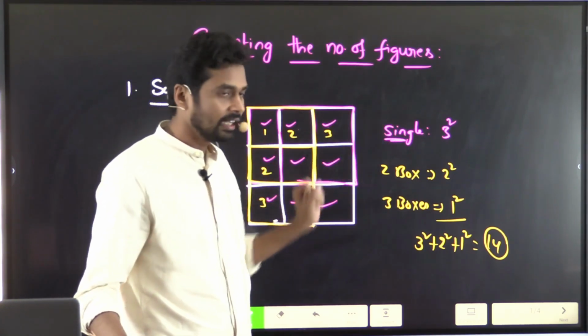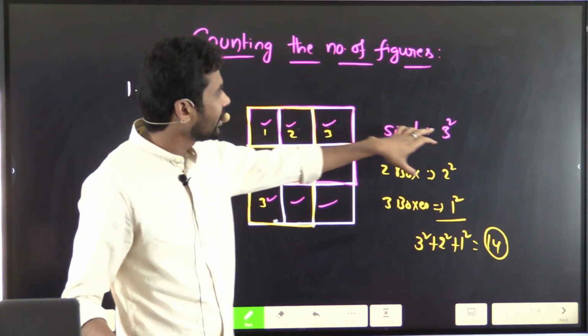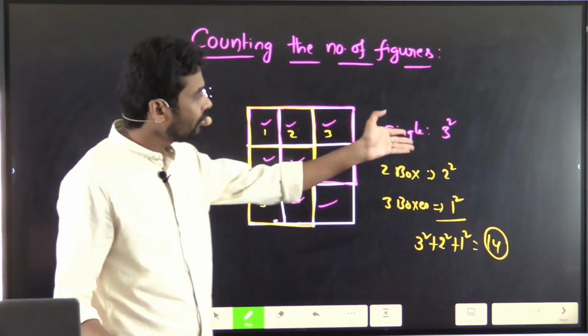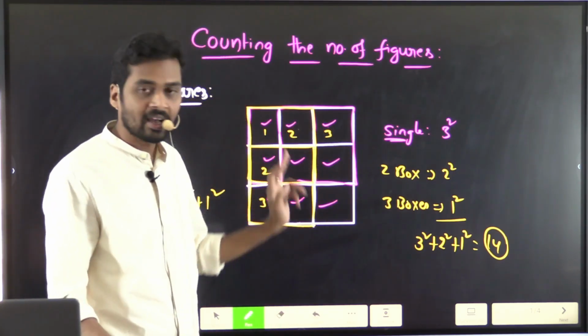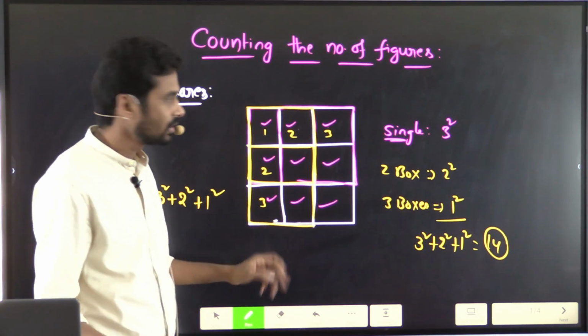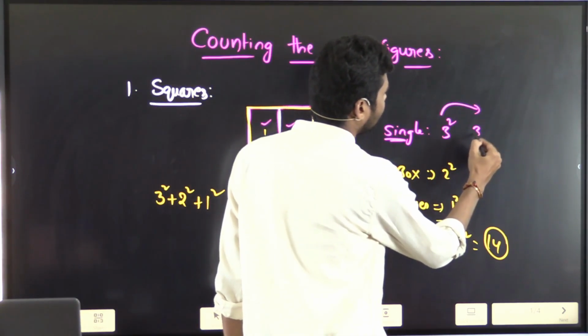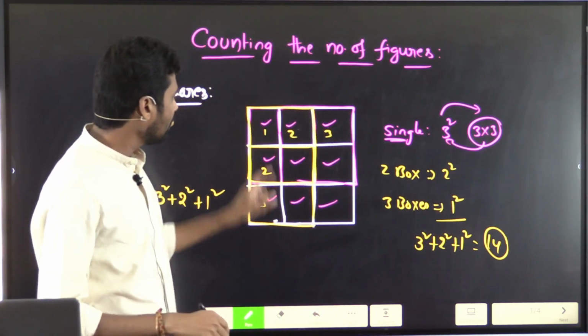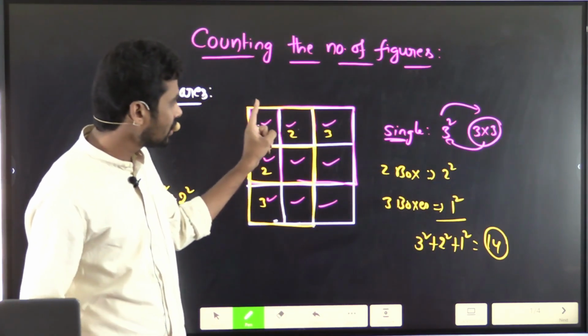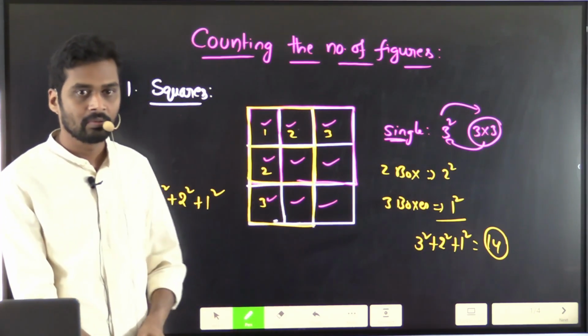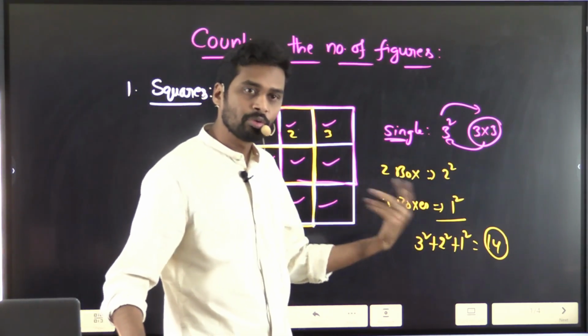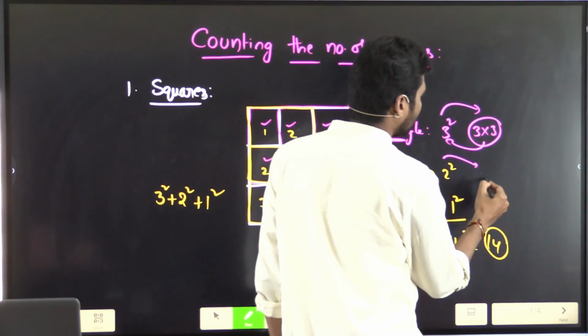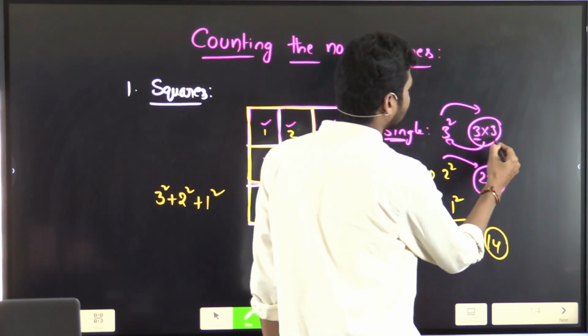First we take the single boxes. If I count the single boxes, we will get 3 square. How do we get that 3 square? Horizontally we have 3 boxes and vertically we have 3 boxes. So it is nothing but 3 into 3, which I write as 3 square. Similarly, if you take 2 boxes at a time, horizontally we have 2 boxes and vertically we have 2 boxes. So the final value is 2 into 2, which can be written as 2 square.